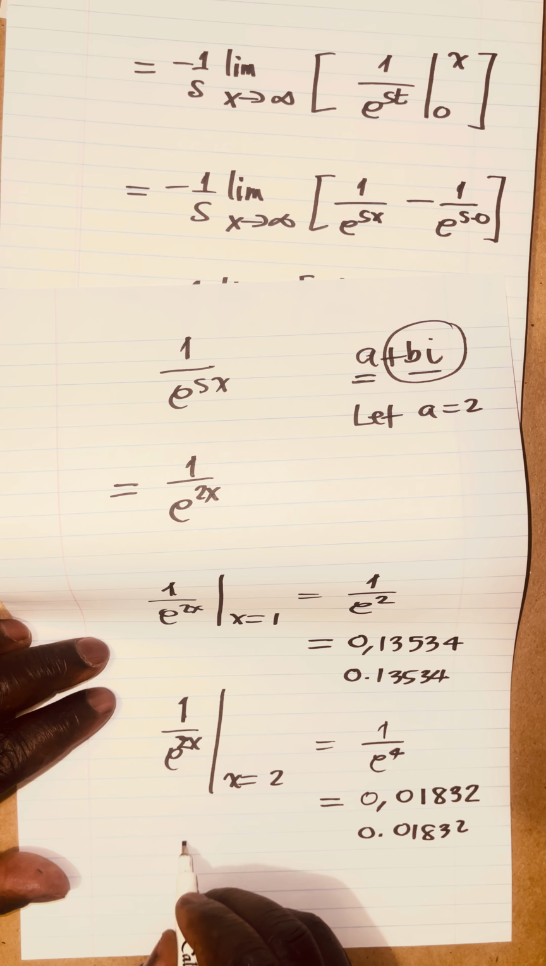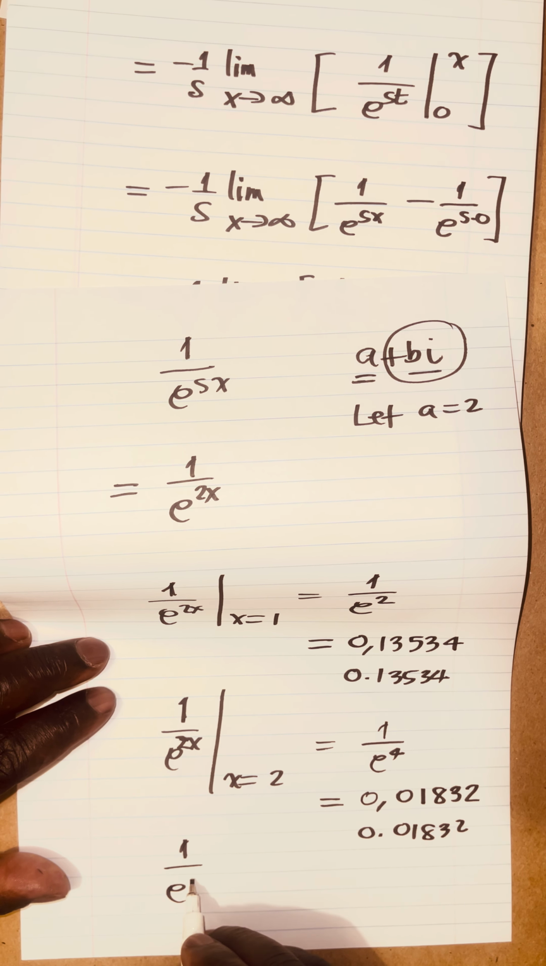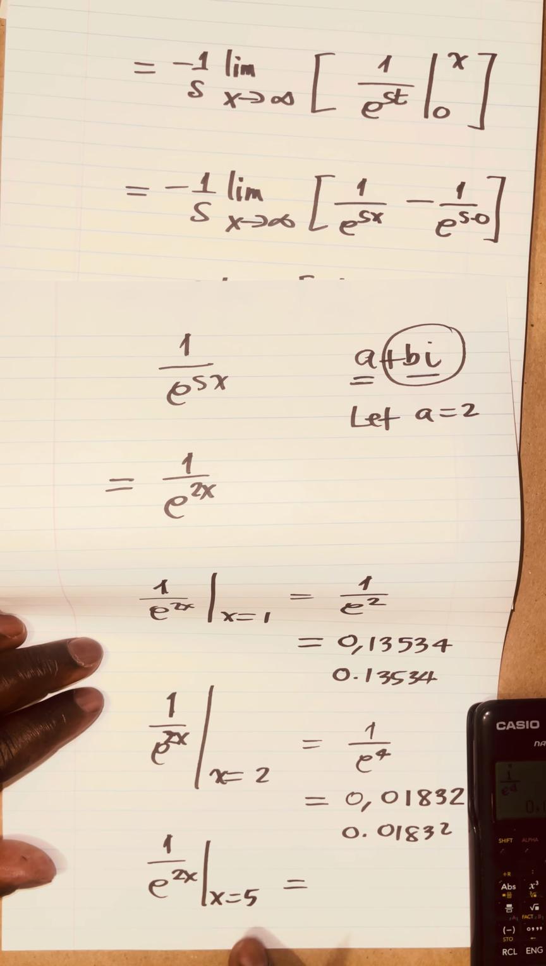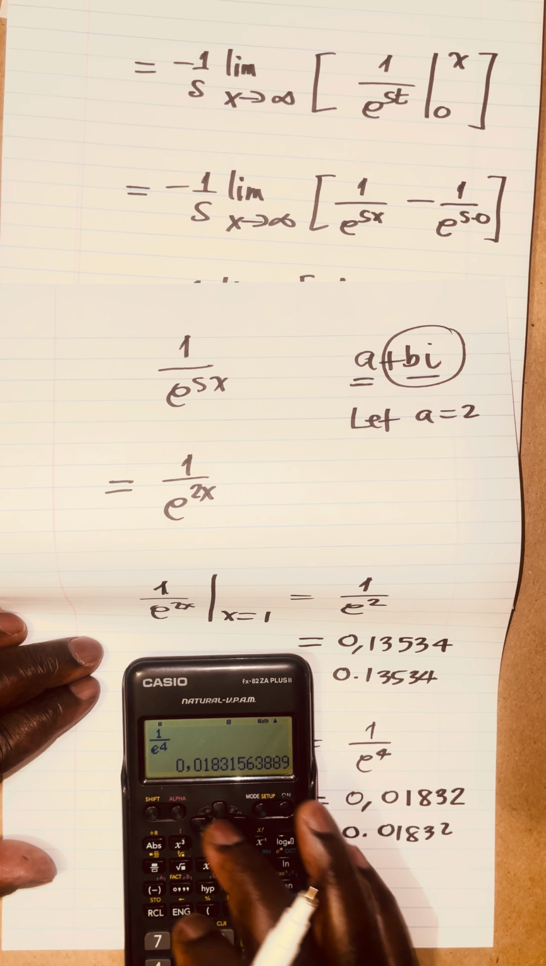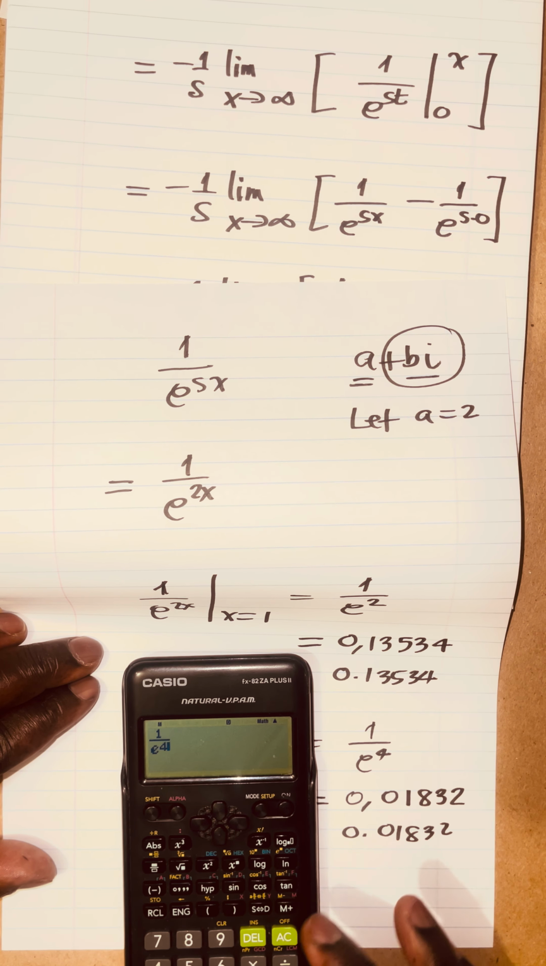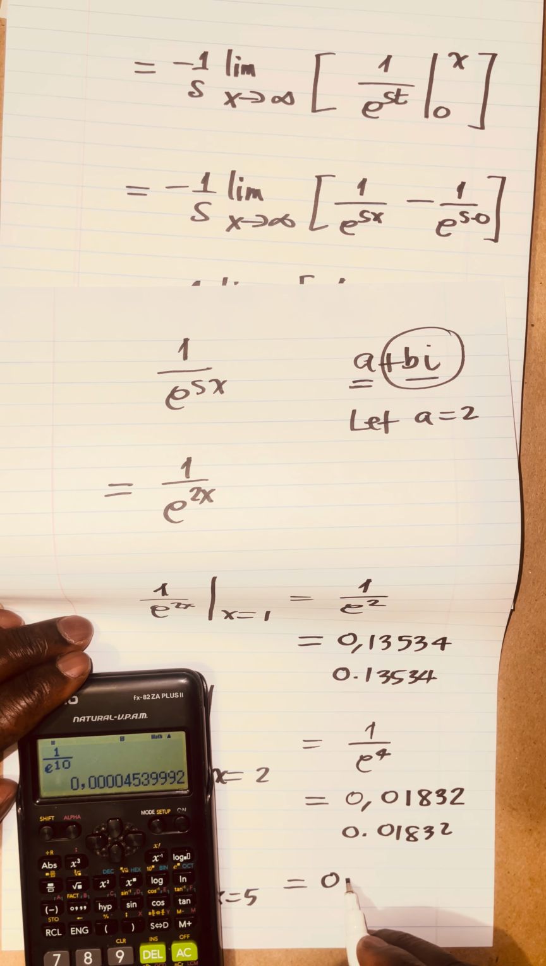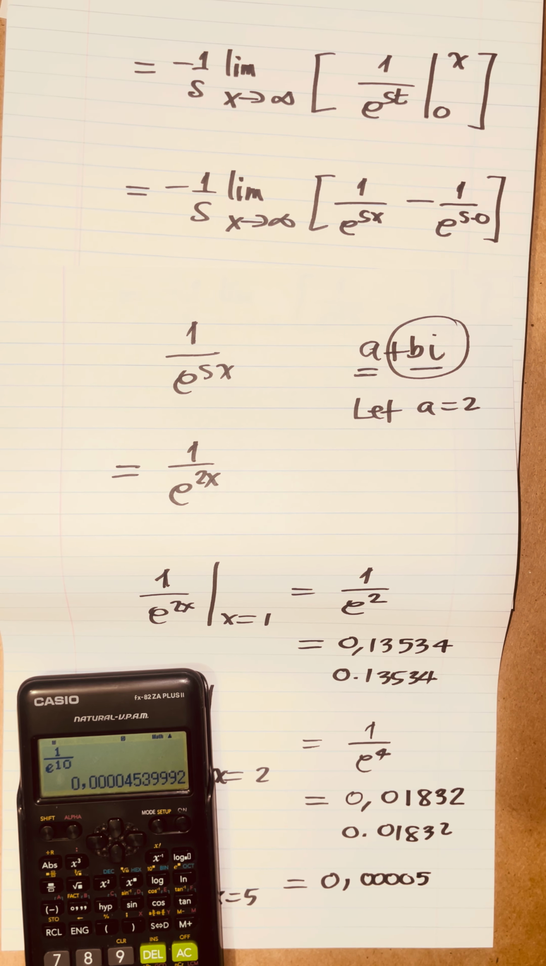Now I want to increase the value of x to 5. What if we are saying 1 over e to the power 2x evaluated at x equals 5? What should this be equal to? We're just changing it. 5 times 2 is 10, so it will be 1 over e to the power 10. What is the answer? Watch what happens there. It is 0.00005, with four zeros and the last digit, if you round to 5 decimal places, being 5.